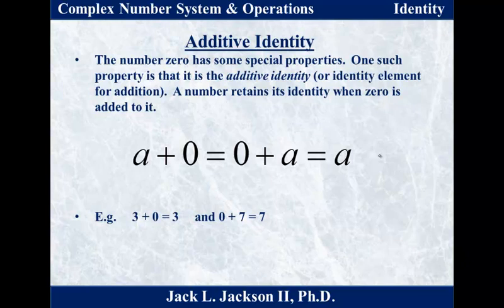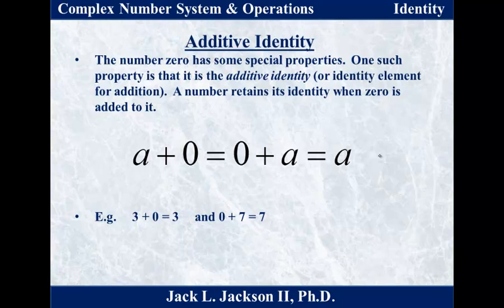One other algebraic property that we have is a special property of the number 0. One property that 0 has is it's the additive identity, or the identity element for addition. So a number retains its identity when 0 is added to it, or you add it to 0. So a plus 0 or 0 plus a is a. For example, by the way, e.g. stands for example, 3 plus 0 equals 3, and 0 plus 7 equals 7.